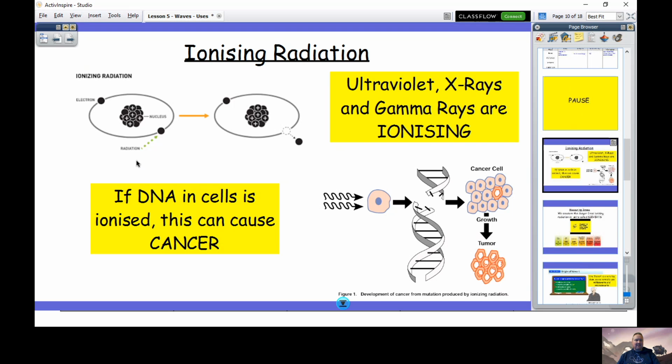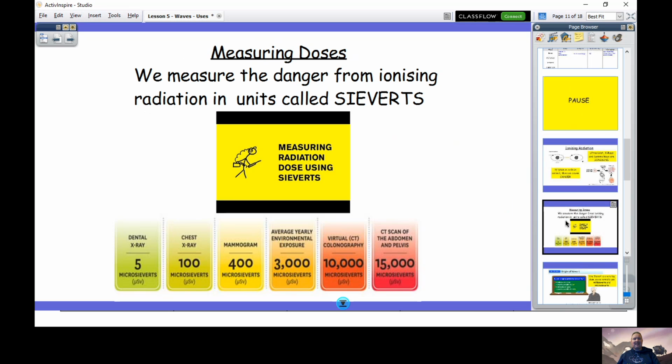Well, ionizing, just like in your chemistry, means that those waves have enough energy to knock electrons, bam, off atoms. Now, if that happens to your DNA in your cells, if your DNA gets ionized, that can lead to cancer. So that's why we're more cautious about those types of wave. They can be more dangerous. So those ionizing types of radiation can be dangerous.